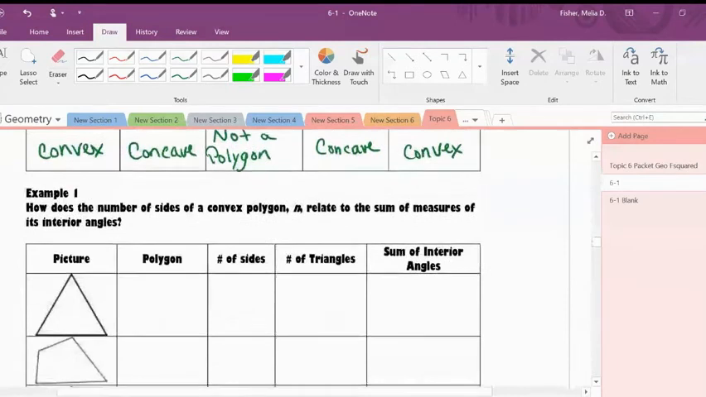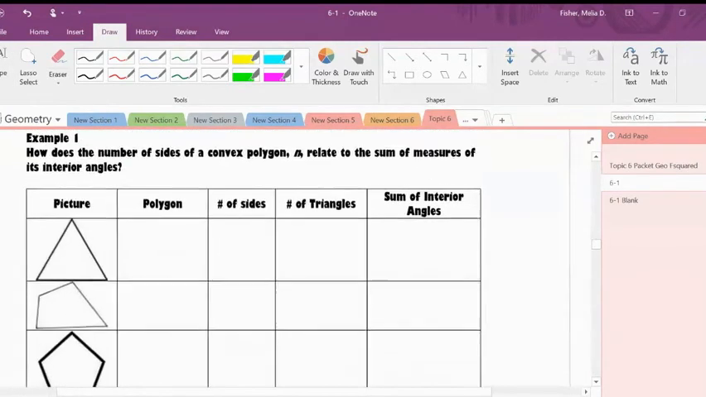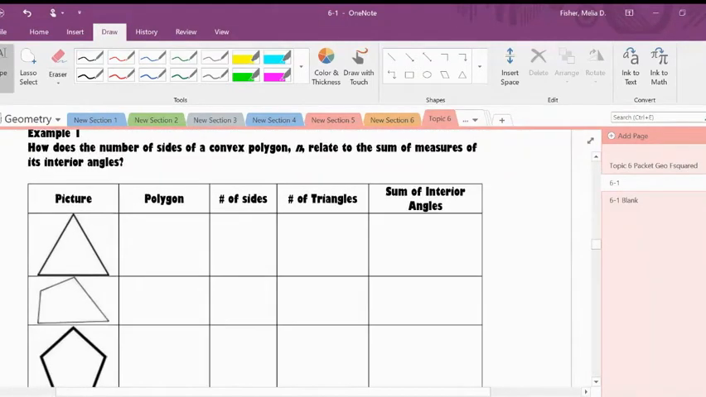That takes us into example 1. How does the number of sides of a convex polygon relate to the sum of the measures of its interior angles? So this is a picture of what kind of polygon? Well, this is a triangle. And the number of sides is 3. And the number of triangles that I can create by connecting vertices is just 1. And we know that the sum of those interior angles is 180.